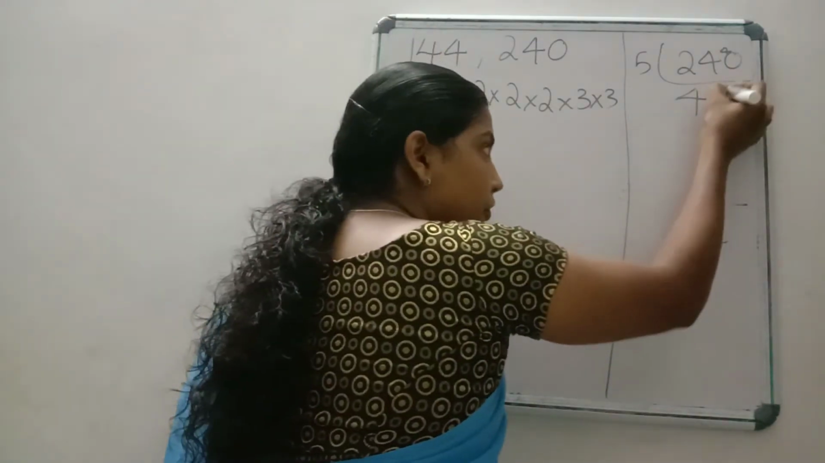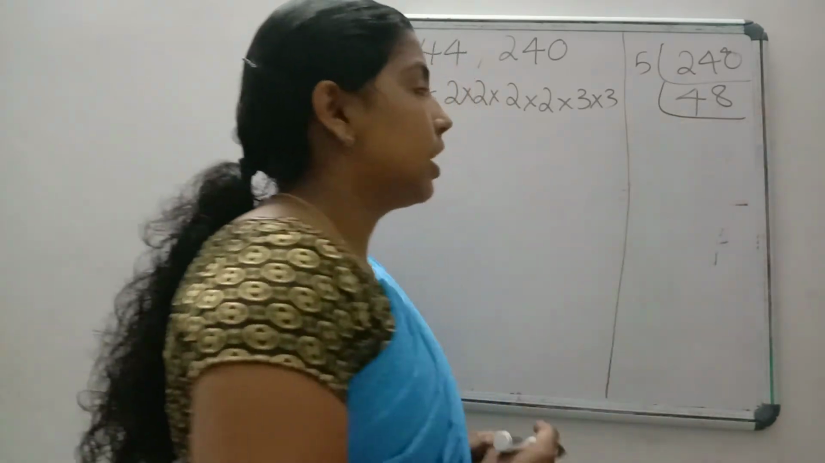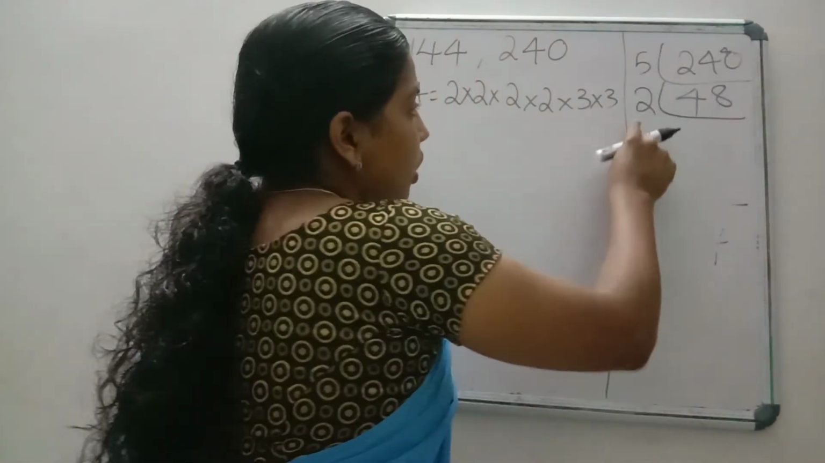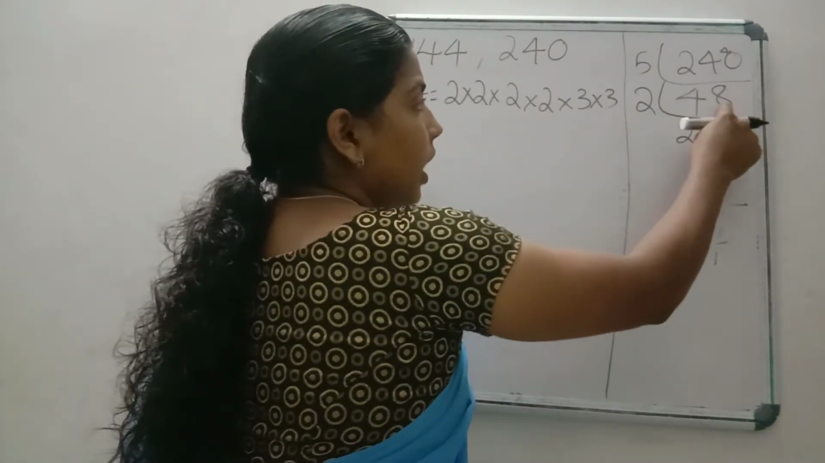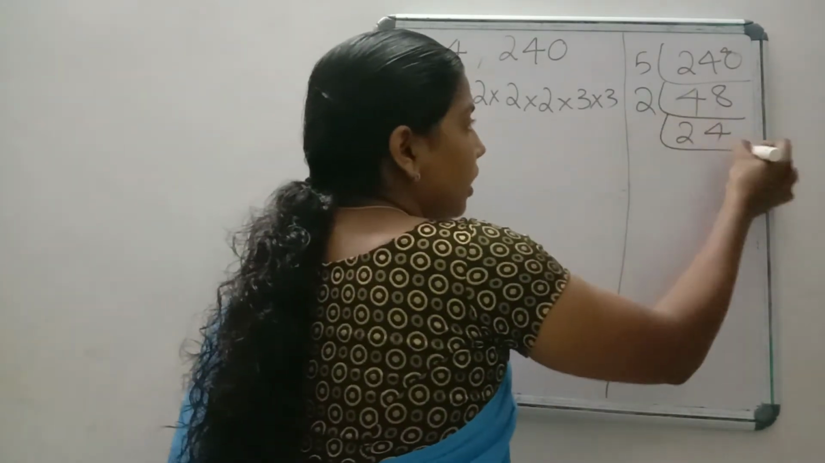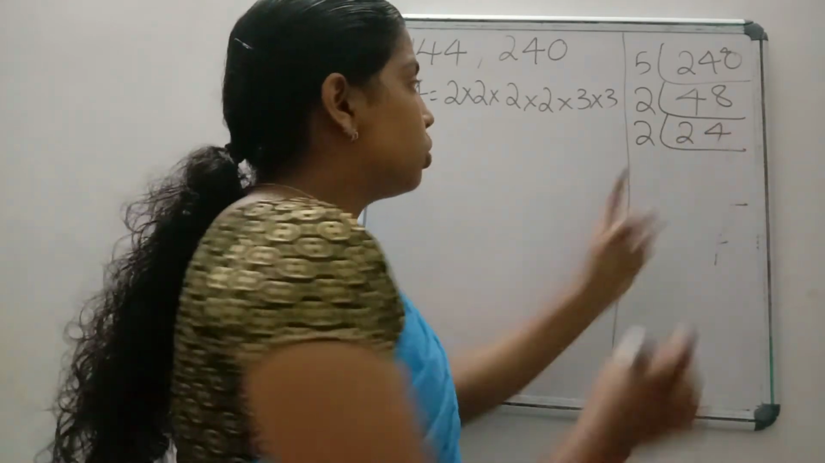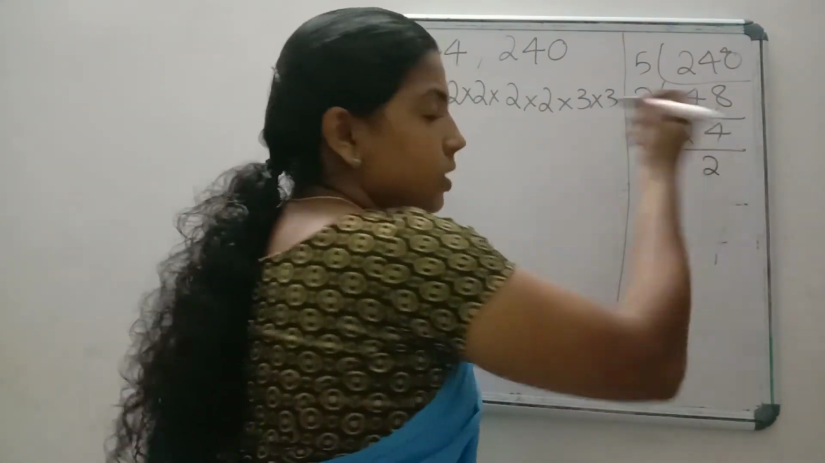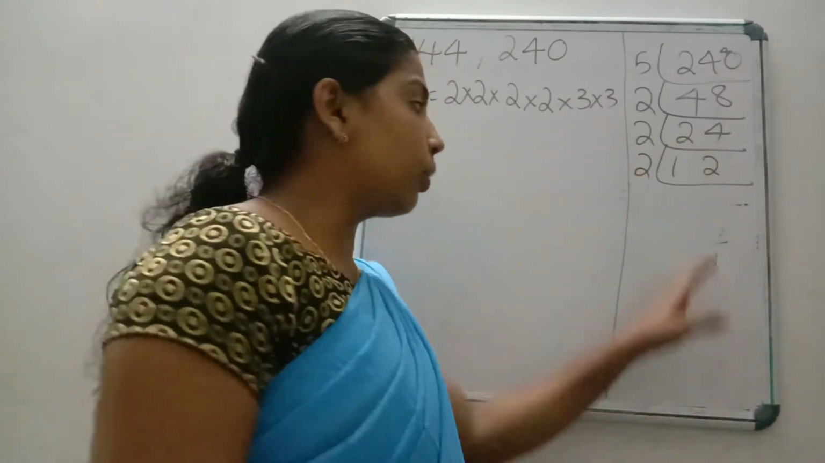In 40, how many times? 5 8s are 40. Now see with which number you can do. Last number is 8. So you can do with 2. 3 also you can do. 2 in 4, how many times? 2 times, because 2 into 2 is 4. In 8, how many times? 2 into 4 is 8. Again you can divide with 2 itself, because the number in the ones place is 4. 2 in 2, how many times? 1 time. In 4, how many times? 2. 2 2s are 4.